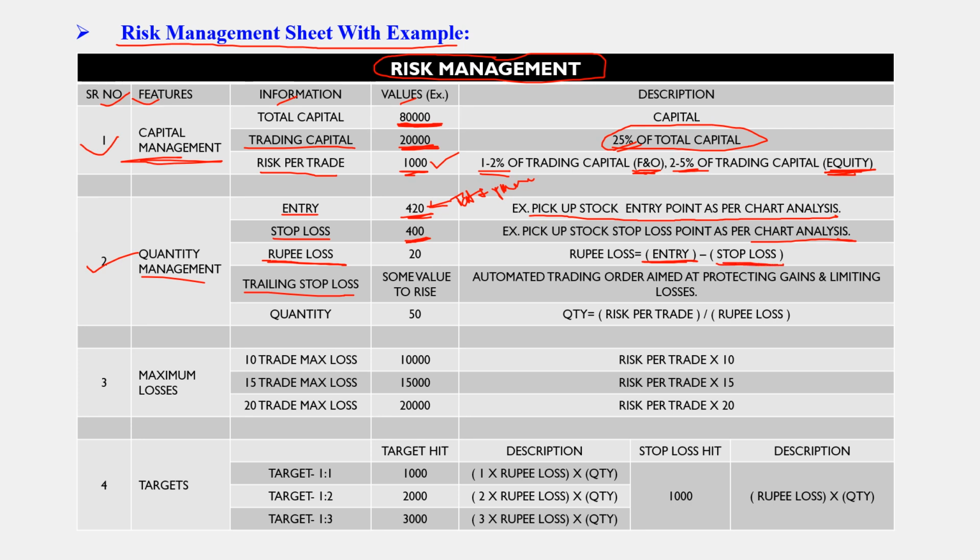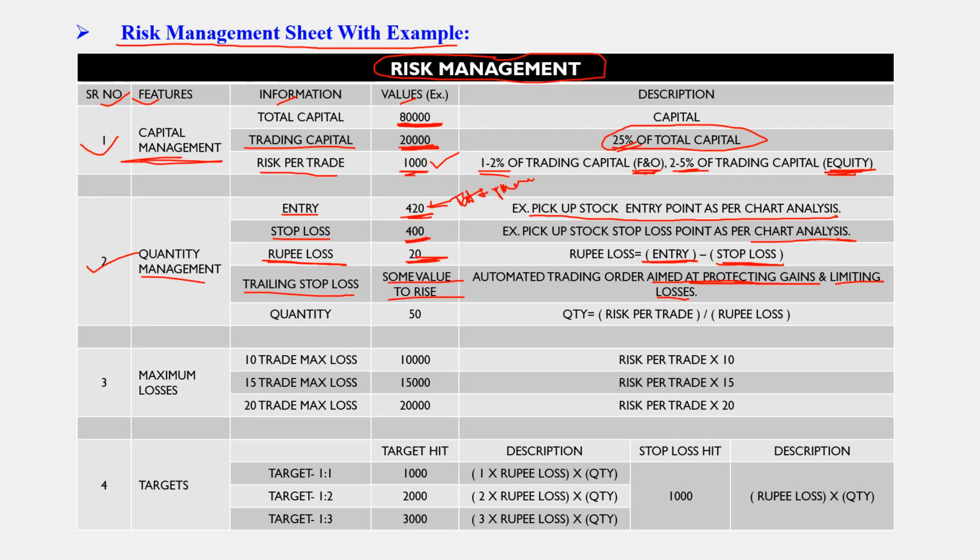Let's consider an example for this long position. The rupees loss will be entry minus stop loss. So in that example, entry is 420 and stop loss is 400. So the rupees loss is 20 rupees per share. Also, we need to add the trailing stop loss, some value to rise. We need to maintain this trailing gap. Trailing stop loss, I already explained in the last videos, is an automated trading order aimed at protecting gain and limiting loss. It means we need to protect this gain and limit losses.